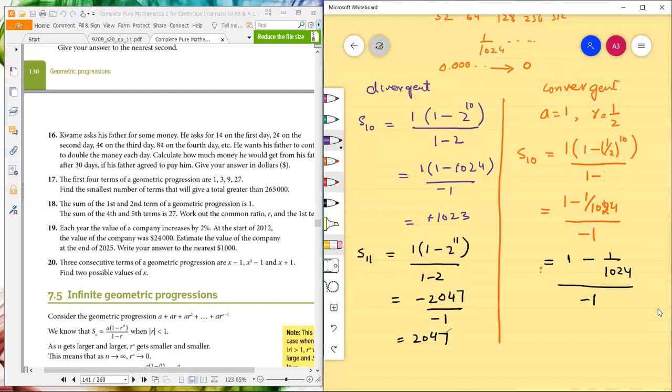1 by 2 means it is 0.5. Here I put 2, so we have to put 0.5. So in the denominator, this would become 0.5. 1 minus half will remain half. Either you can put 1 by 2 or 0.5.